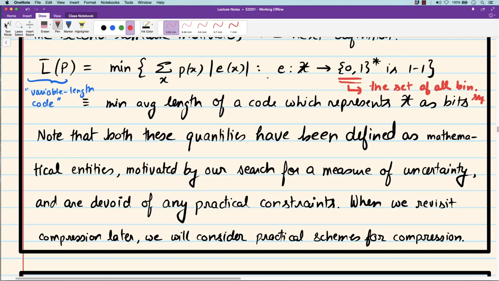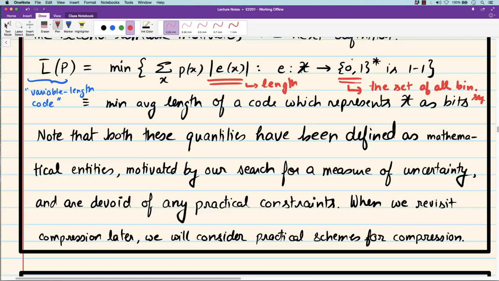So this is the notion of a compression scheme. This mod of E of X represents the length of the binary sequence E of X. So what is this quantity? It's the average length of the binary sequence. So this L bar P, L bar for average, denotes the minimum expected length of a one-to-one representation of these symbols in X.